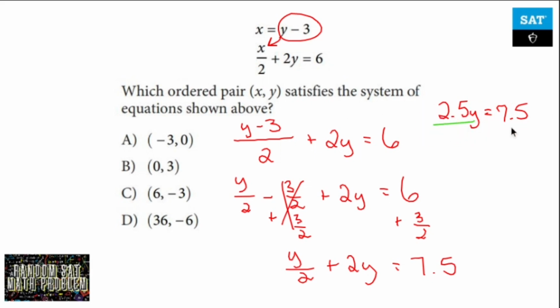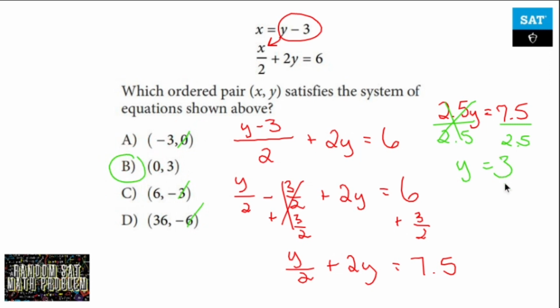Divide both sides by 2.5, and 7.5 divided by 2.5, think money thoughts, is going to be 3. Y is 3, which puts me at my answer already.